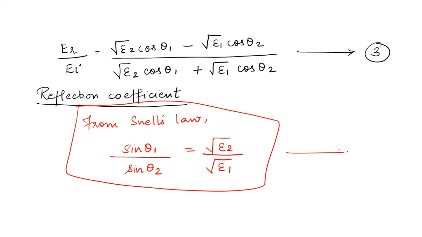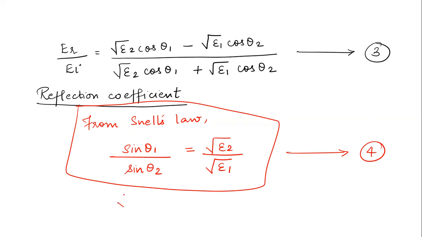This is your equation number 4. Now I'm going to substitute 4 in 3. Wherever there is sine theta, I can go and substitute there. Right? So let's see what I can do. Or I can just substitute for epsilon. Let's do it like this.